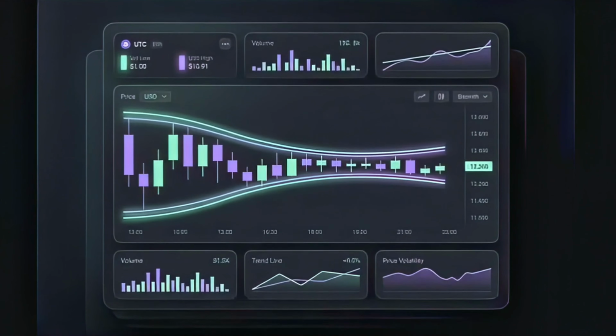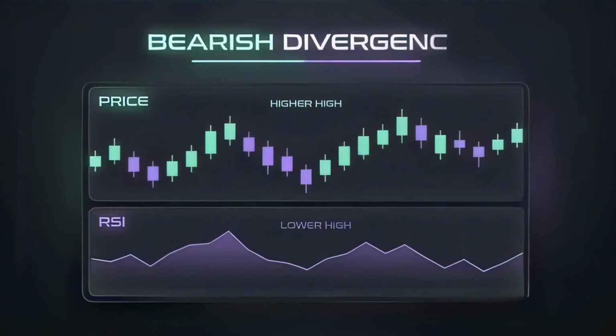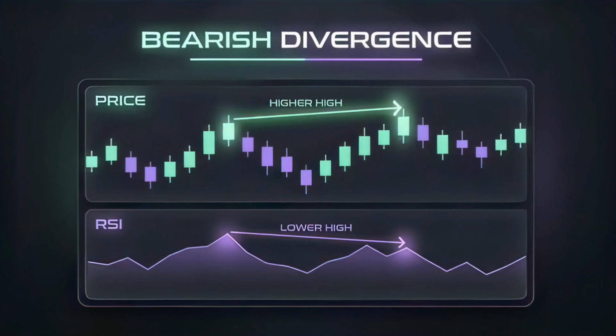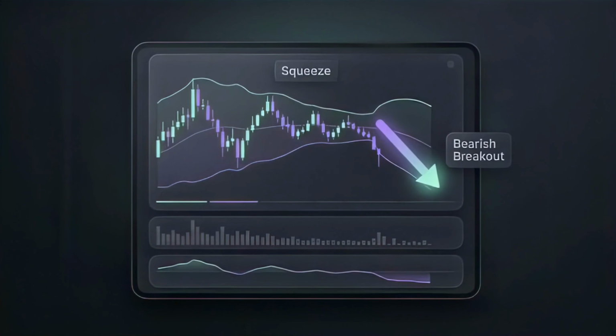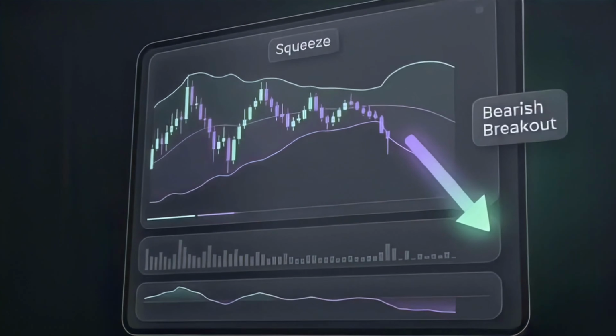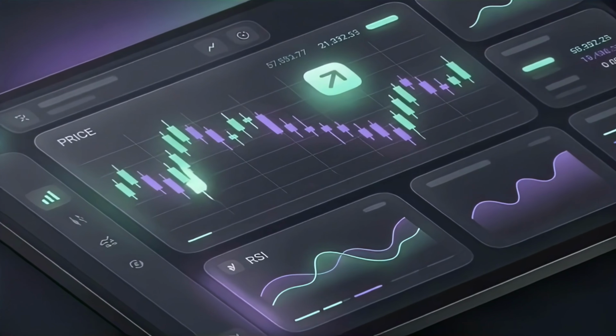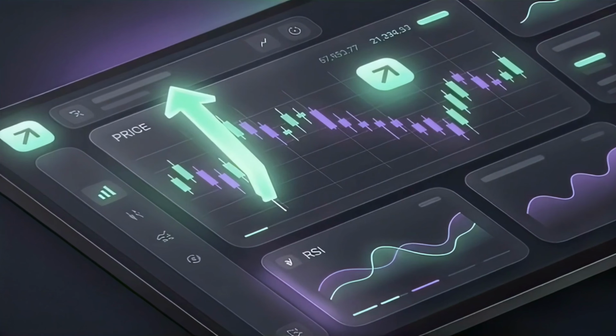Here is the setup. Wait for the bands to contract to an obvious pinch. Now watch the strength index. If price grinds to a slightly higher high into that squeeze, but the strength index makes a lower high, momentum is quietly draining even as price holds up, and the release is far more likely to break downward. If the reverse, lower low in price, higher low in the strength index, the release favors the upside.